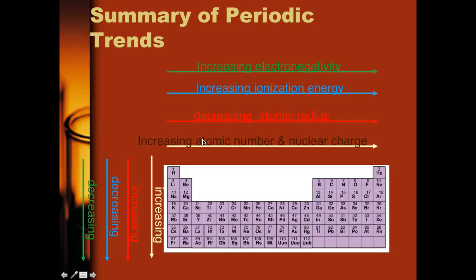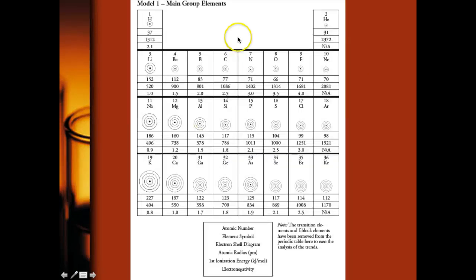I want to show you really quick the last picture. This is from your packet, and it does a really nice job. You can see the atomic size getting smaller and smaller as you go across the periodic table. You can see atoms getting bigger as you go down a group, as we increase the number of energy levels. Then you can see the numbers for the atomic radius in picometers. So you can actually visibly see the numbers decreasing.